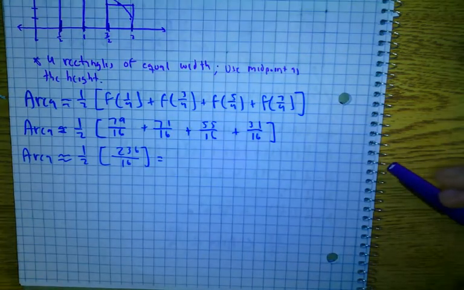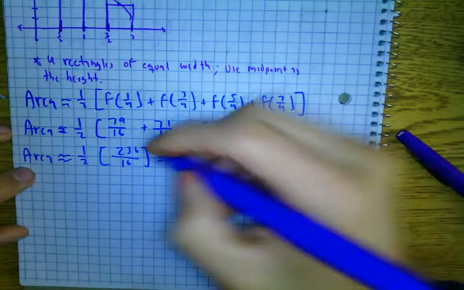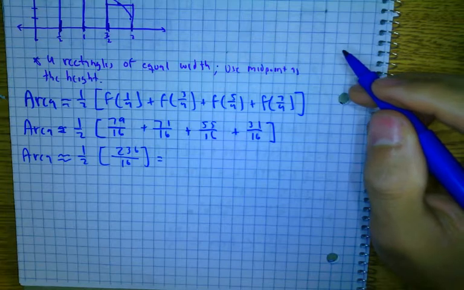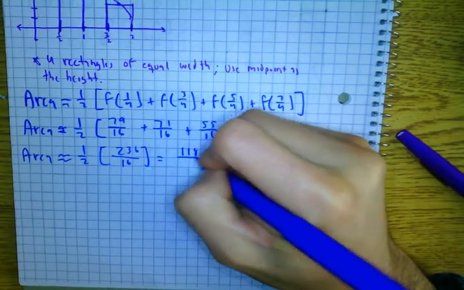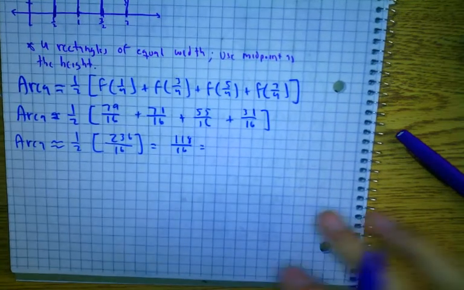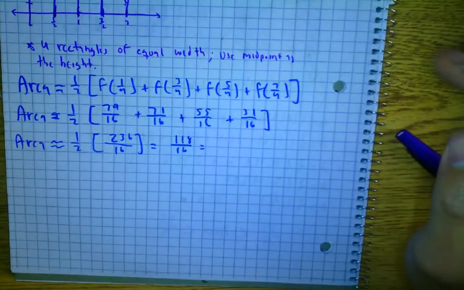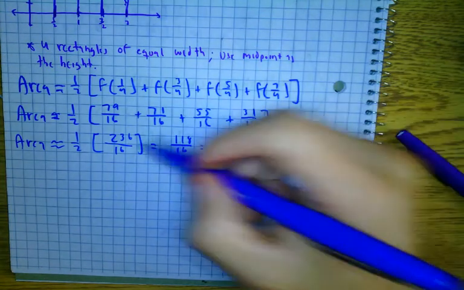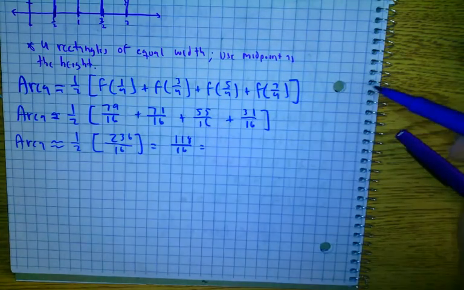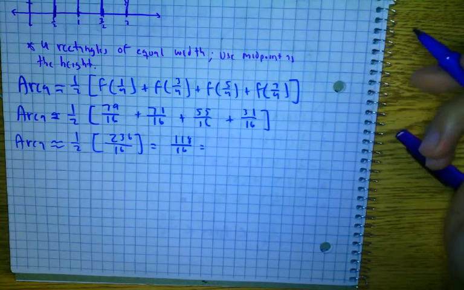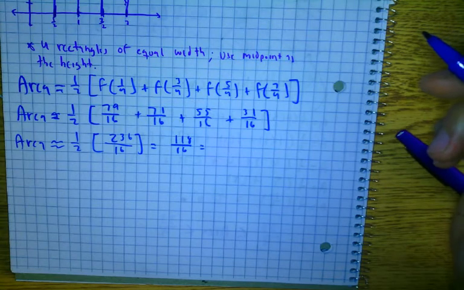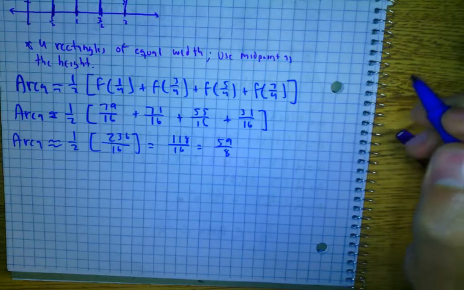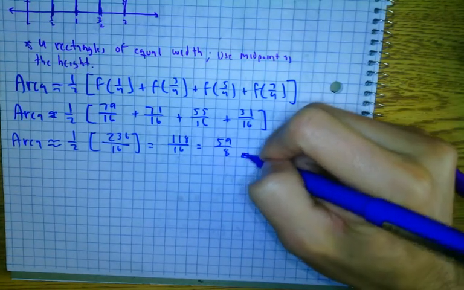Yes? 236 over 16. Let's make our life easier. 236 divided by 2 gets us what? 118. So it gives us 118 over 16. Can I keep reducing? Oh, I divided this by 2. I got you. So 118 divided by 16 is what? Or can we reduce? 59 over 8, and I don't think I can do anything after that, right? Cool. So it's going to be approximately 59/8.